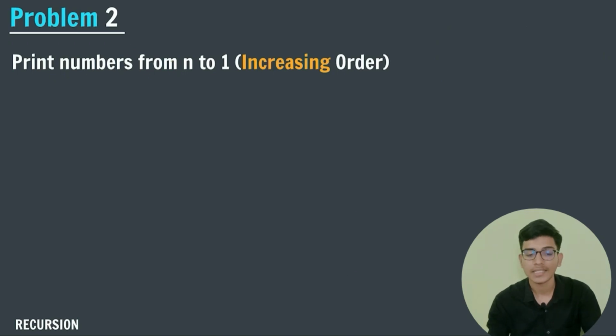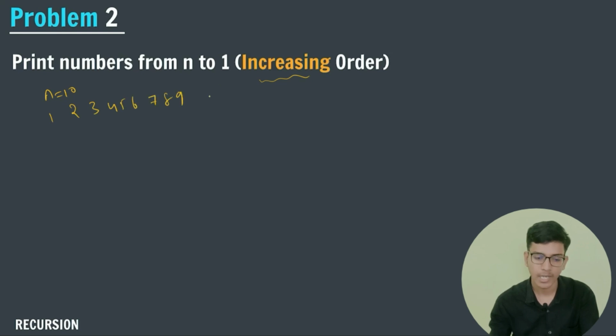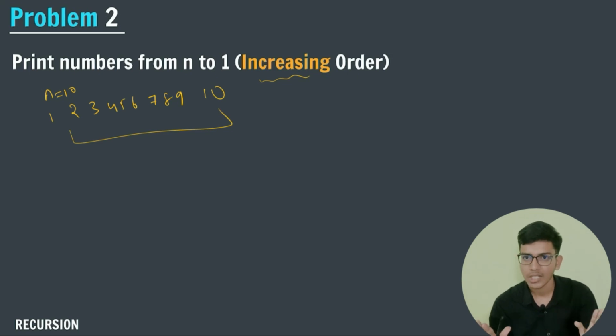This is similar to my first question only. Here, in the place of decreasing order, I need to print numbers in increasing order. Suppose a user has given me n is equal to 10, then I need to print my numbers like 1 2 3 4 5 6 7 8 9 10. So this is how I need to print my numbers. The approach is the same, but there is only a small line difference. Now let me write my function.